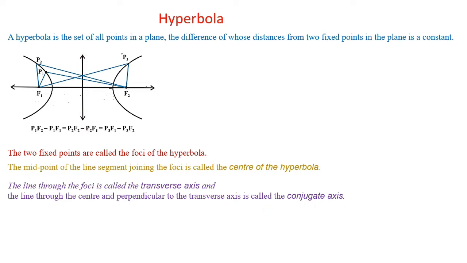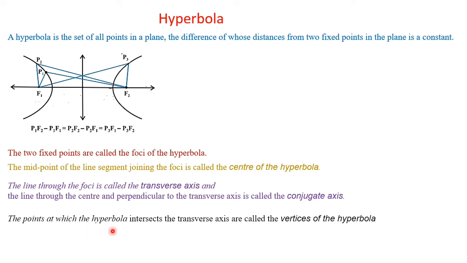Here we have learned two axes. The transverse axis is a line which passes through the foci, and the other one is the conjugate axis. The conjugate axis is a line segment which passes through the center and is perpendicular to the transverse axis.